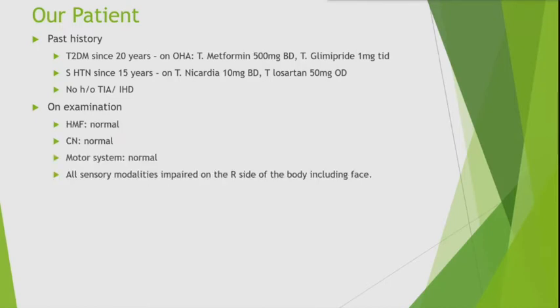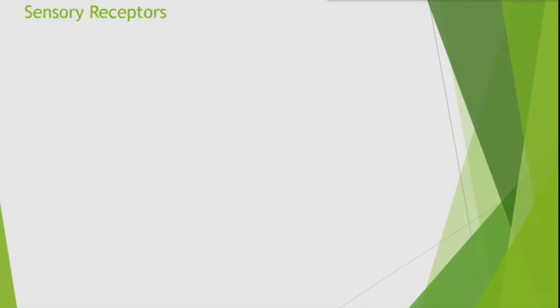On examination, these are the findings. Higher mental functions are normal. Cranial nerves normal. The motor system is also normal. All sensory modalities impaired on the right side of the body, including face. That's right. So, what is your diagnosis now? Lesion is in the thalamus. You think it's a thalamic lesion.